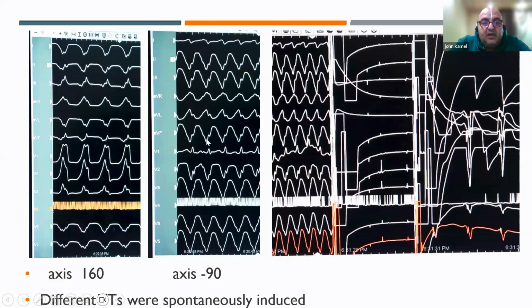Another VT also had a left superior axis, minus 90. As we can see, the inferior leads are negative, and definitely it is of apical origin, as almost V2 to V6 are negative. Again, a third one was like ventricular flutter, which ended with DC shock to restore his hemodynamics.